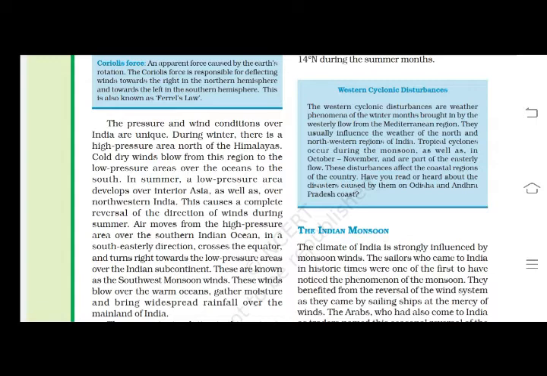Earlier we studied the cold dry winds, those surface winds which blow over the land. They have very little moisture, and just because of this, they give us little or no rainfall. But the southwest monsoon winds gather moisture and bring widespread rainfall over the mainland of India.